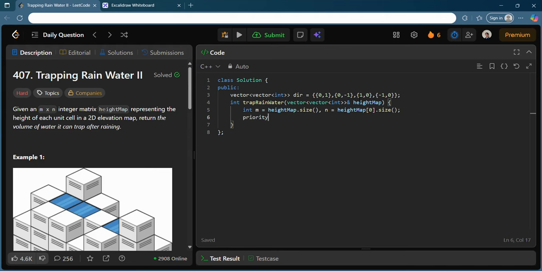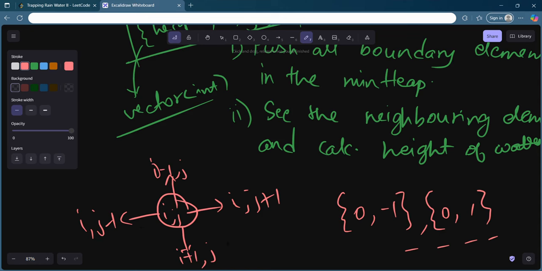Now if you don't know how to initialize a priority queue, just quickly search for it on GeeksforGeeks. In order to make a max heap, you write something like this. Let's say this will be boundary. This is a max heap of integers. For a min heap, you need to initialize it something like this: priority queue of int, vector of int, greater of int. This int contains the data type which you want to store.